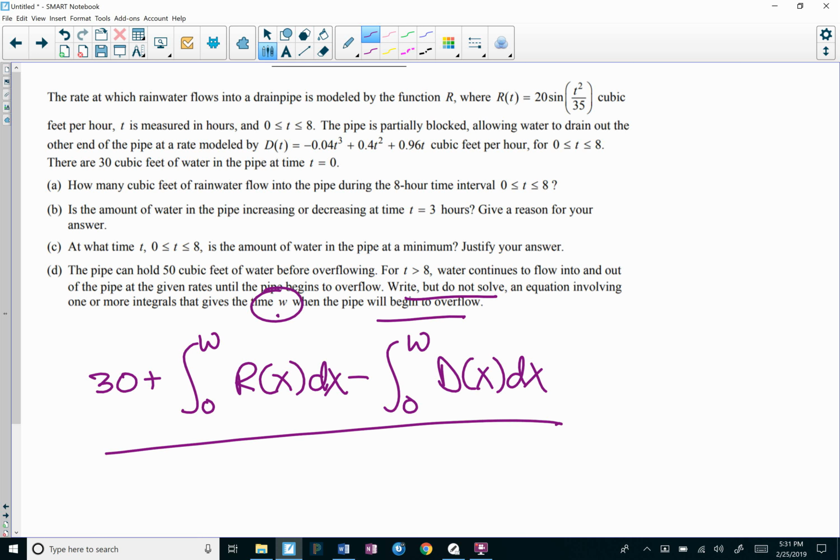Now that's the amount of water. Well, it will start to overflow when it equals 50. That's it. It said write but do not evaluate. And that was 2 points right there. Okay, so there's your after school review 1.